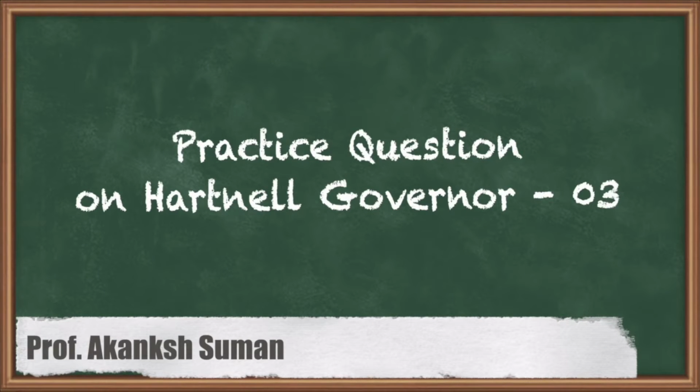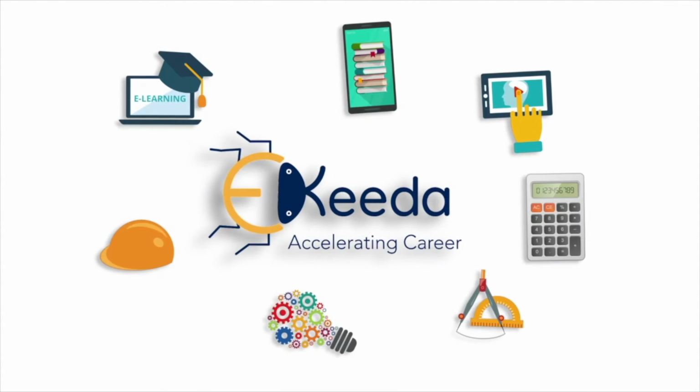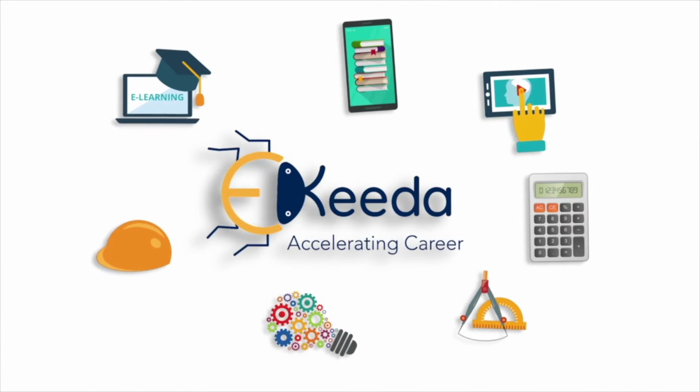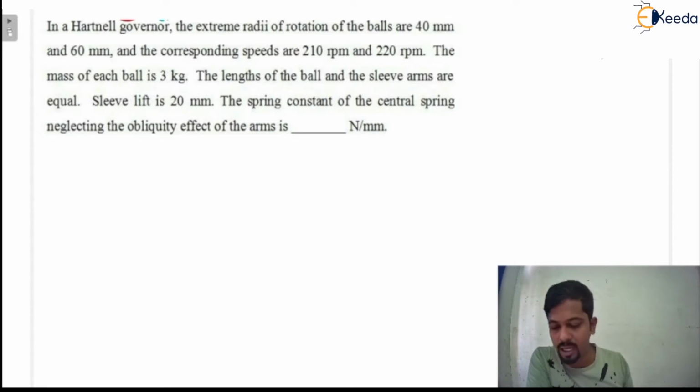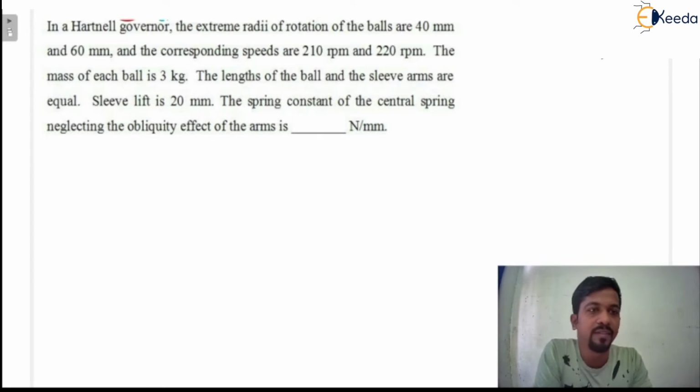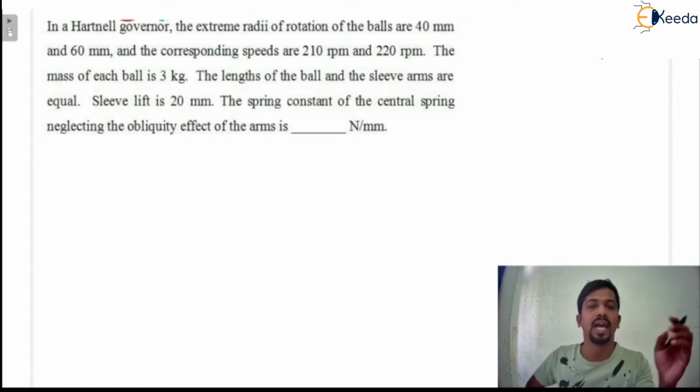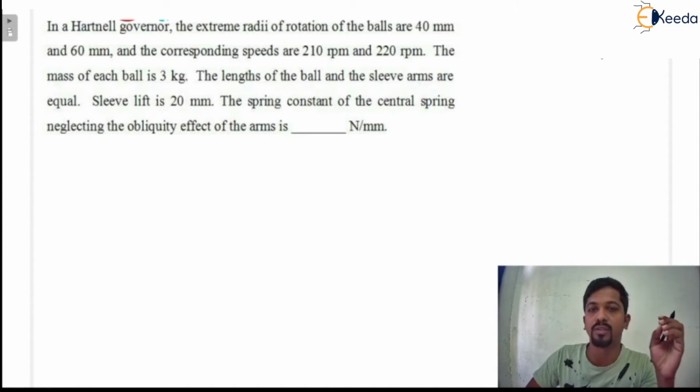Now we are going to discuss the questions based on the Hartnell governor. First we need to read the question. In the question it is given that in a Hartnell governor, the extreme radius of rotation of the balls are 40 mm and 60 mm.